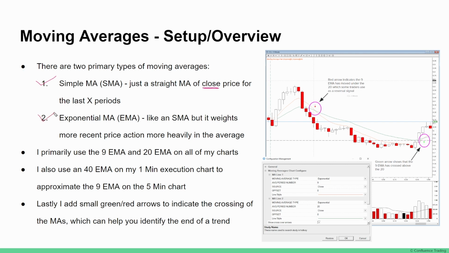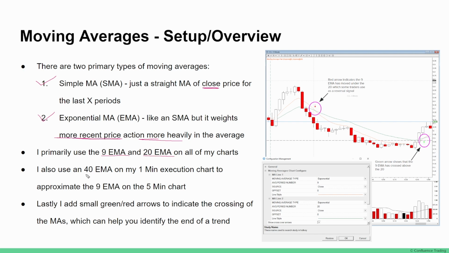Then there is the exponential moving average. Exponential moving averages, or EMAs, are basically just like an SMA, except that they have a more complicated formula, which we're not going to go over, that weights more recent price action more heavily in the average. All that really means is that exponential moving averages tend to react to changes in price faster than simple moving averages. And for that reason, I primarily only use EMAs, and I use on all of my charts a 9 EMA and a 20 EMA.